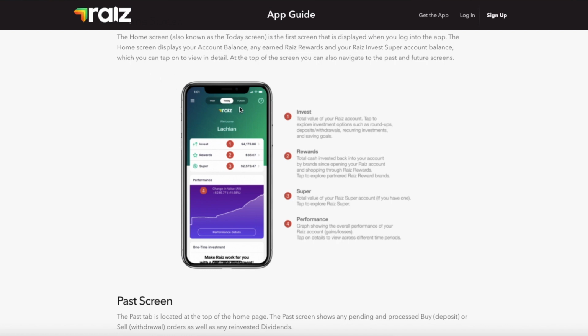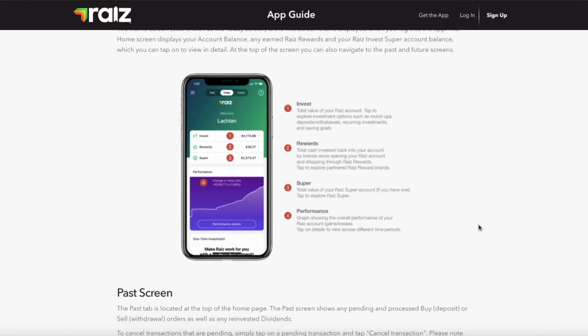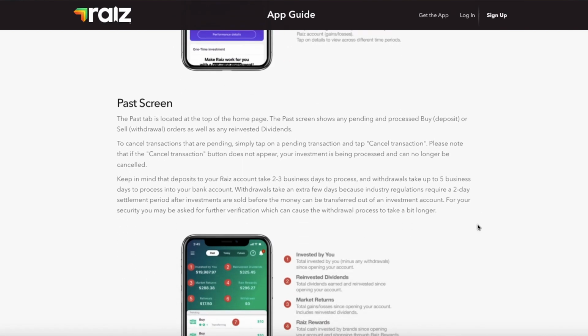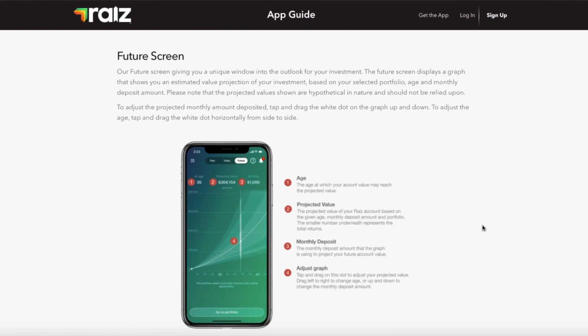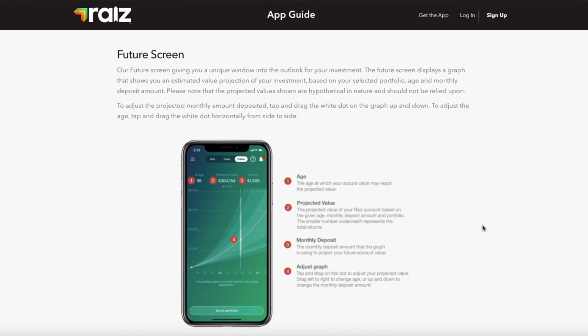One of them is past, today, and future. In the past screen, you will be able to see all of your transactions, how much you paid on the monthly fee, how much you invested, and how much dividend was paid back to you. In the future screen, you can do a projection value.